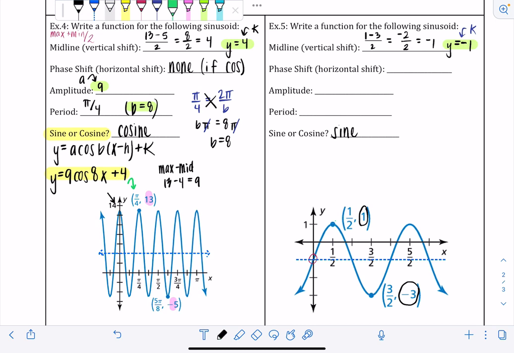Okay, so for sine, we said we're starting at a midline. So for phase shift, we don't need any, so it's exactly on a midline at 0. And then for amplitude, that's the distance between the midline and the maximum. So that is this distance right here. We're going from -1 up to +1, so the amplitude would be 2. And then the period is just one repeating portion.